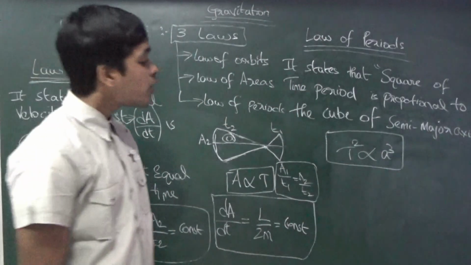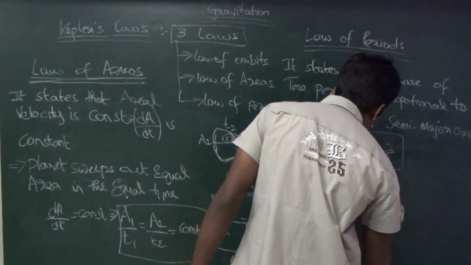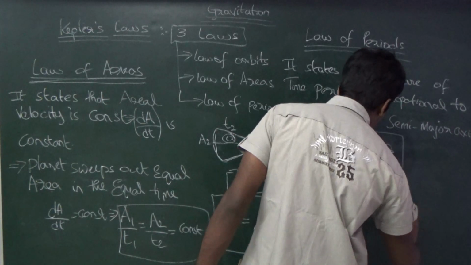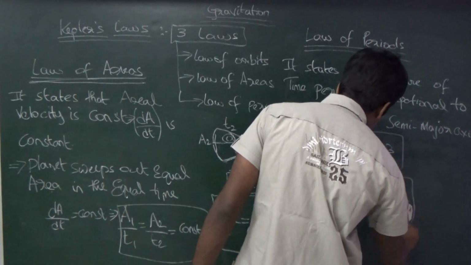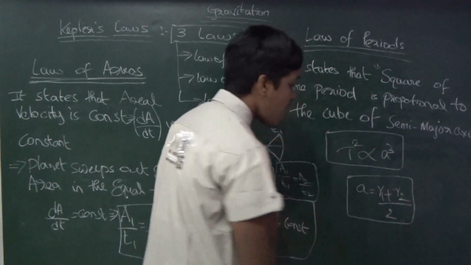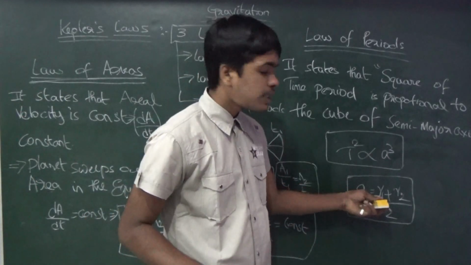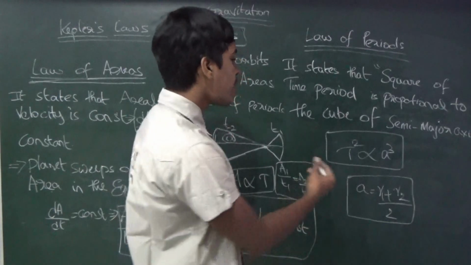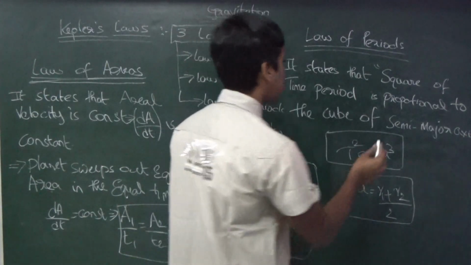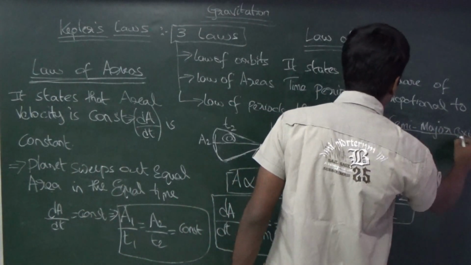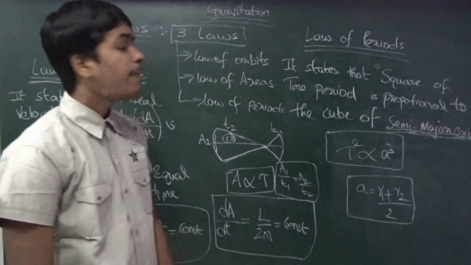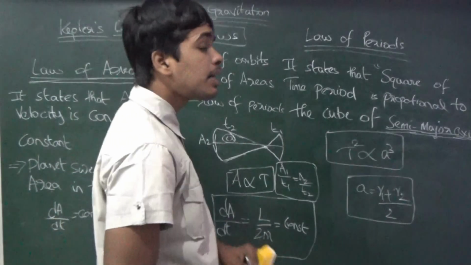Here the value of A is equal to (R1 plus R2) upon 2. Here R1 is the shortest distance from the planet and R2 is the longest distance, divided by 2 gives the semi-major axis. Here it is the semi-major axis. Okay, we have completed Kepler's 3 laws.